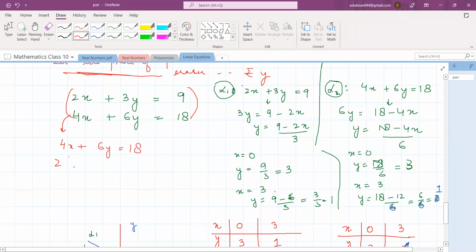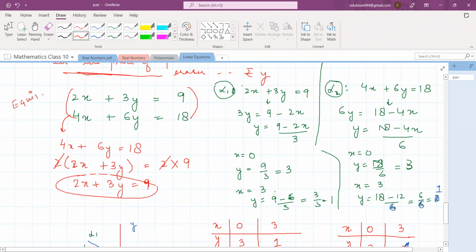And if I take 2 common from it, I'll get 2 into (2x plus 3y) equals 2 into 9, right? I can write it like this. So this 2 will get cancelled out, or I divide throughout by 2. So this 2 will be gone and I'll obtain the same equation as the first one. Understand? So here my second equation can be derived from the first one, isn't it? These types of equations, where one equation can be derived from the other, are equivalent equations.